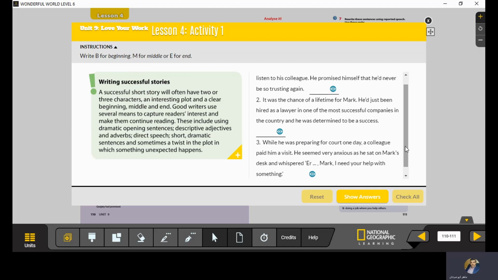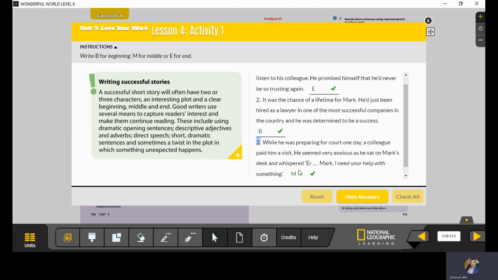Okay, now let me show you the answers. This paragraph is the beginning of the story. Let me read it for you. "It was the chance of a lifetime for Mark. He has just been hired as a lawyer in one of the most successful companies in the country, and he was determined to be a success."